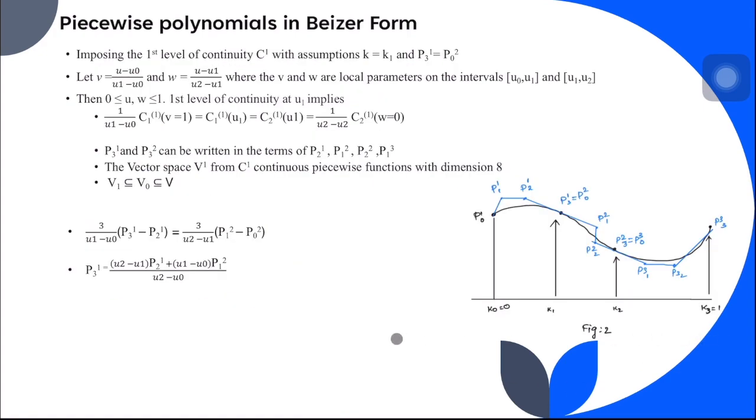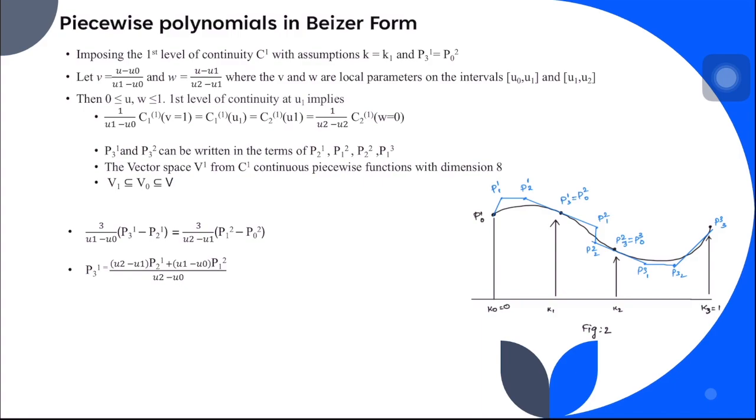For piecewise polynomials in Bezier form, we try to impose the first level of continuity, C1, with the assumptions that k equals k1 and P3 of 1 equals P0 of 2. Let v equal (u minus u0) by (u1 minus u0), and w equal (u minus u1) by (u2 minus u1). These v and w are the local parameters when we consider the intervals u0 to u1 and u1 to u2. Then v and w lie between 0 and 1.